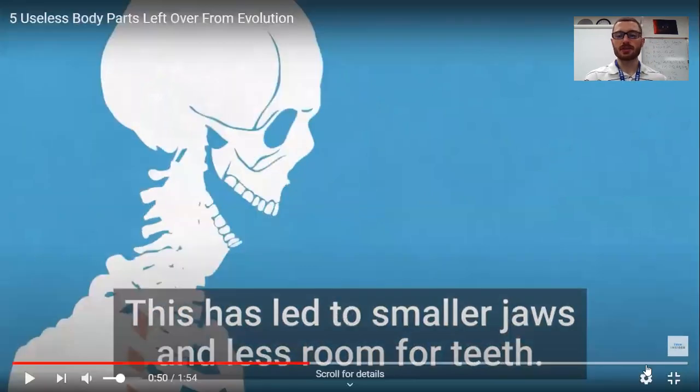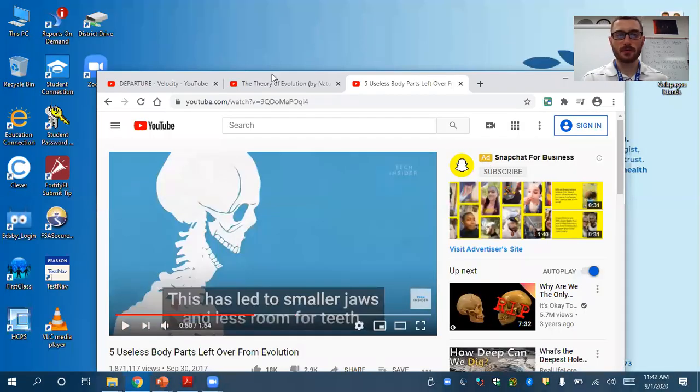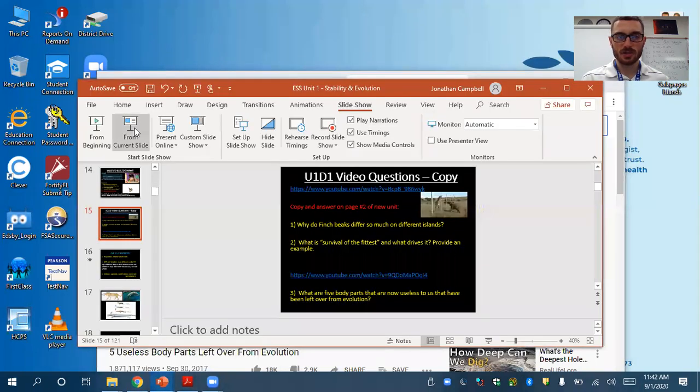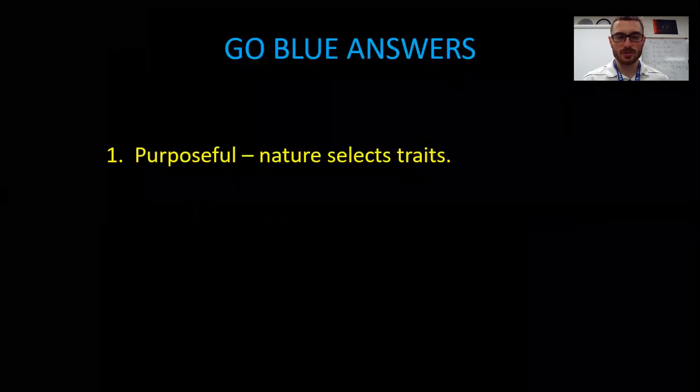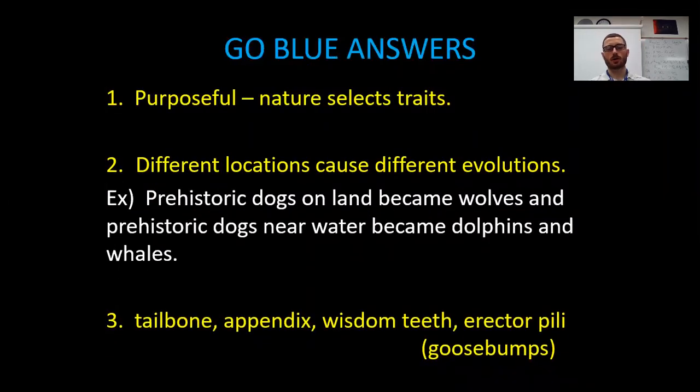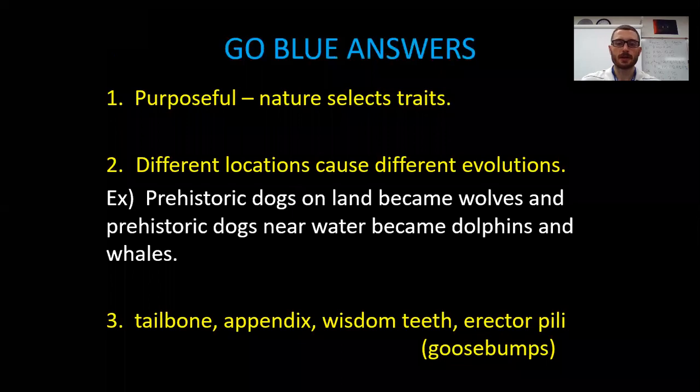All right, so again, you need to watch all of that on your own to get all 5 of them, but I'm going to provide you at least 4 of them from our Go Blue. So let's take a look from the Go Blue today at what some of those were. We heard tailbones, okay? We heard wisdom teeth, but also things to include are the appendix, an organ that we no longer use anymore, and the erector pili, also known as goosebumps.